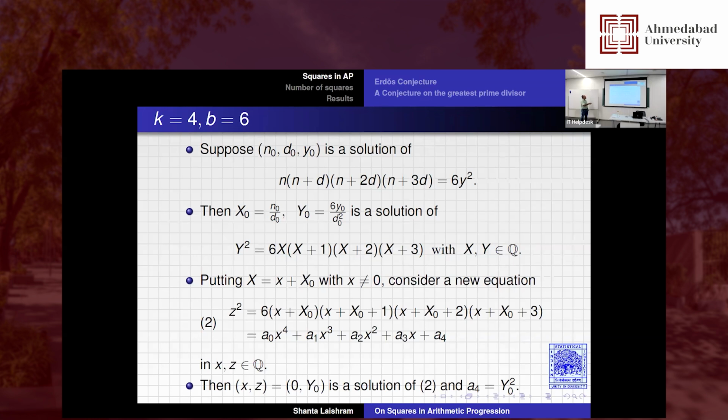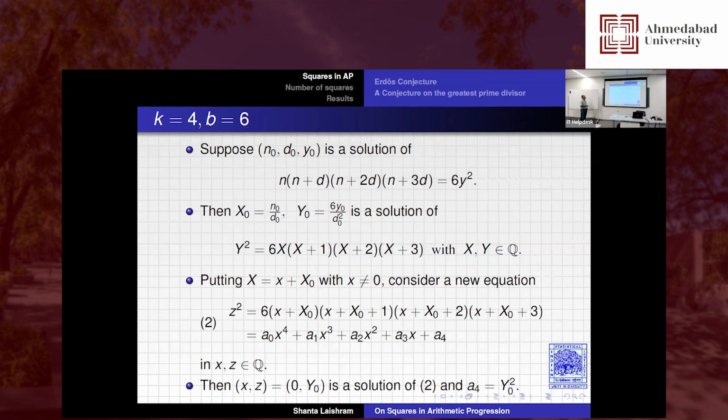Then if you multiply by 6 on both sides and divide by d to the power 4, 1, 2, 3, 4. Yeah, so then this n naught by d naught, y naught, or 6 y naught by d naught square is a solution of this equation. Now this is a curve y square equal to a polynomial of degree 4 where x and y are rational numbers. There are no more integers.